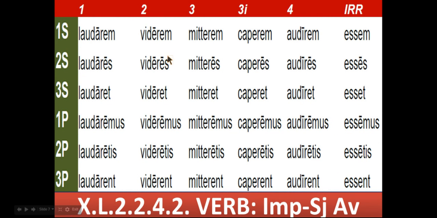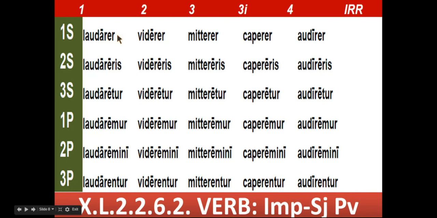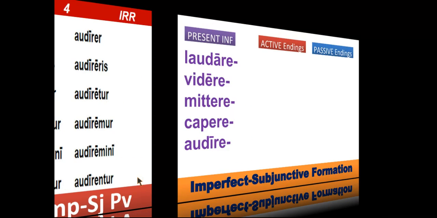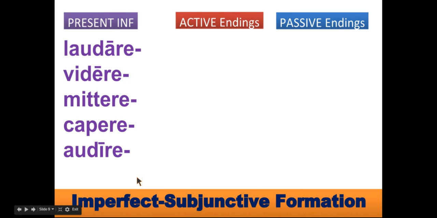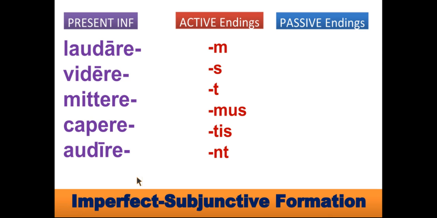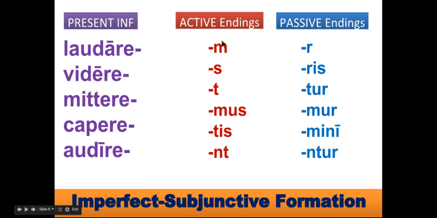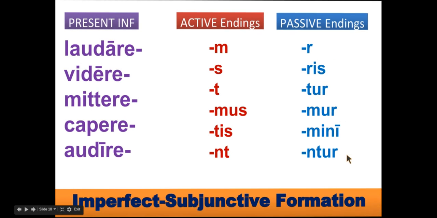Imperfect subjunctive, we've already seen that from the get-go. It's formed off the present infinitive with proper endings. While for the passive, you see the same present infinitive with passive endings: r, ris, tur, mur, mini, ntur. So let's take a look. There are no super perverse E's. There's only just your simple endings for person and number: m, s, t, mus, tis, nt versus r, ris, tur, mur, mini, ntur.